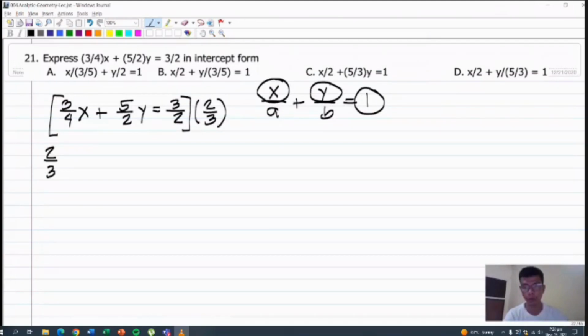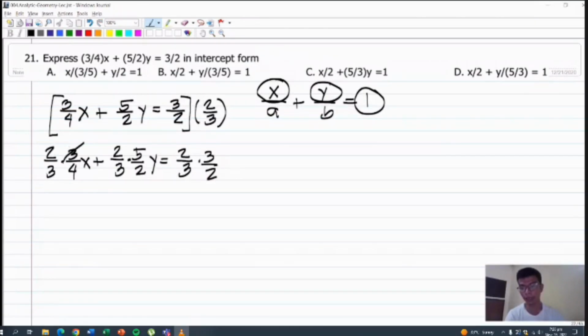So, yung 2 over 3 will be multiplied to 3 over 4x. Ganun din naman, the 2 over 3 will be multiplied to 5 over 2y. And the 2 over 3 multiplying factor natin will be multiplied to 3 over 2. So, cancel ang 3 dito. Kakaroon tayo dito ng 2 over 4 or 1 half. So, x over 2, 1 half. Dito naman, magka-cancel ang 2 and 2. May matitirang 5 over 3 y. And dito naman is magiging equal to 1.